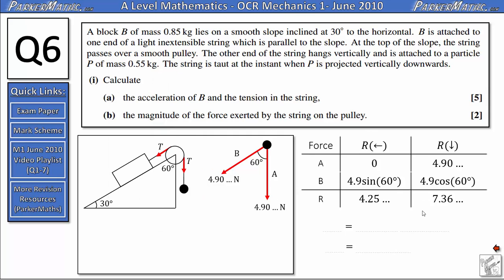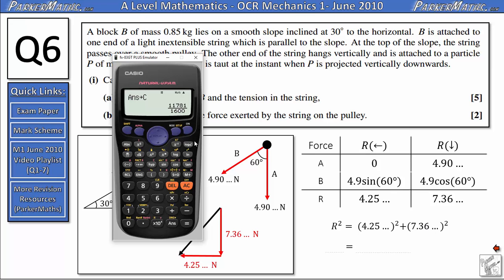Now that I've got these two components, I can redraw this diagram as a right angle triangle involving a horizontal and a vertical component. So downwards I've got 7.36 newtons, to the left I've got 4.25 newtons, and my resultant force goes in between the two. So to calculate R, I get R squared is 4.25 squared plus 7.36 squared. On my calculator, all I need to do is B squared plus C squared because I already have these values stored. That gives me R squared. To get R, all I need to do is square root my answer, and I get 8.50 to 3 significant figures.